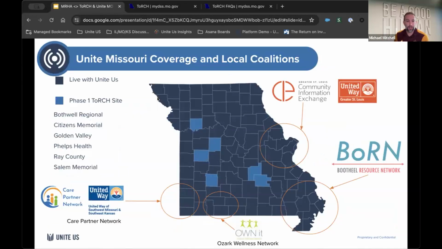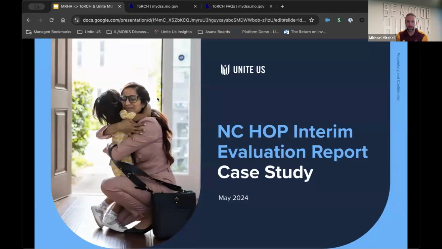So just a quick call out. I listed the 6 communities that are going first with the ToRCH model, but I also wanted to call out some of our other really amazing community coalition partners around Missouri that are doing some of this work as well. I can see some of these folks on the call, including Barb Gleason. I see Barb on the call. She came on video, part of the Born network. I saw Marietta Hagen from the Own It network. I think I saw some folks down from the Care Partner network. So really exciting things happening in Missouri around health related social needs and social determinants, social drivers of health.